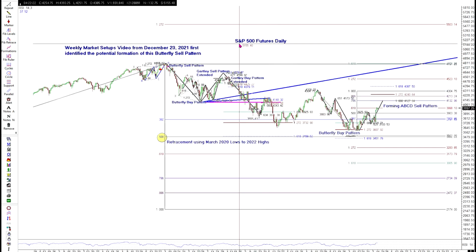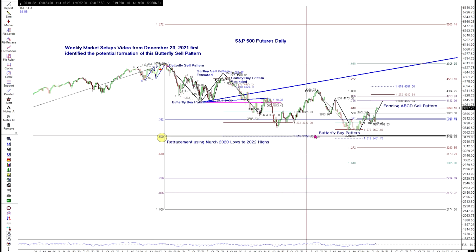Okay, so now we're looking at the S&P 500. Now we're looking at the futures chart on this. And here is an ongoing work on the different patterns and levels that have been forming using the March 2020 lows, the retracements up to the highs. And here's where that 50% retracement was. Back here, I just keep notes on the chart.